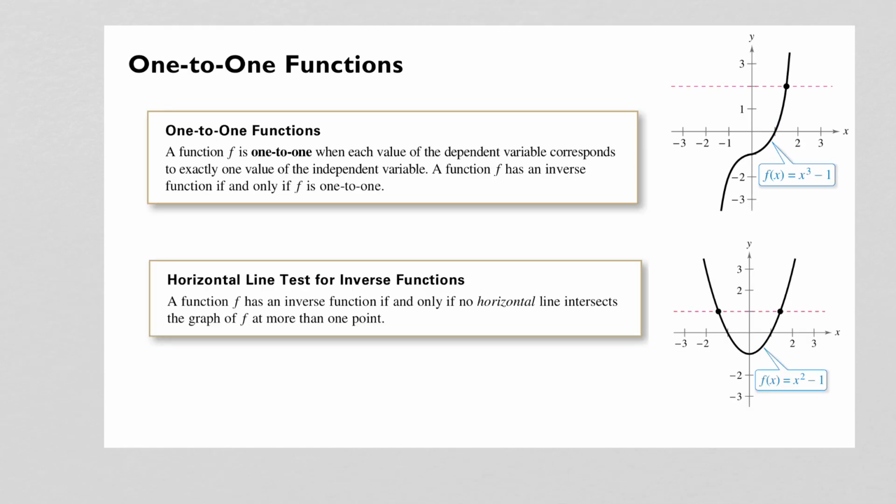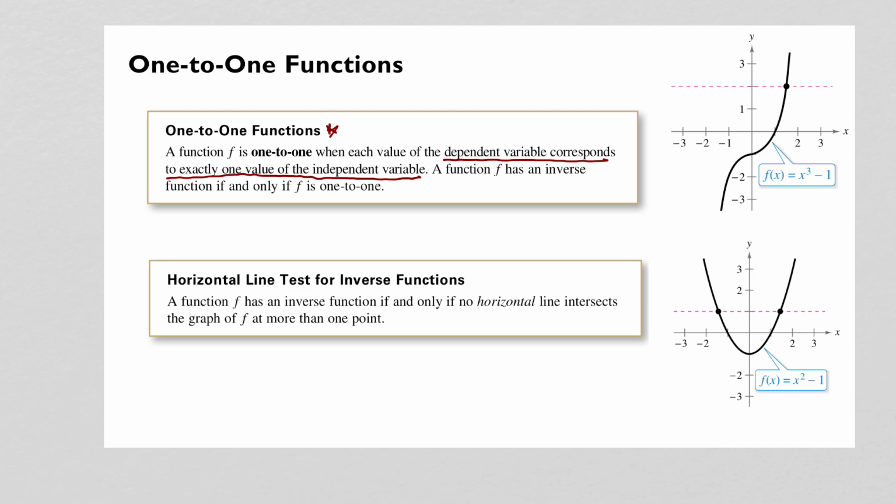Okay, because of that graphical consequence, the reflection over the line y equals x, only certain functions will have expressed inverses without doing something like restricting the domain. So those functions have a property called one-to-oneness. And a function is one-to-one when each value of the dependent variable corresponds to exactly one value of the independent variable. So x doesn't cheat on y and y doesn't cheat on x in both cases.